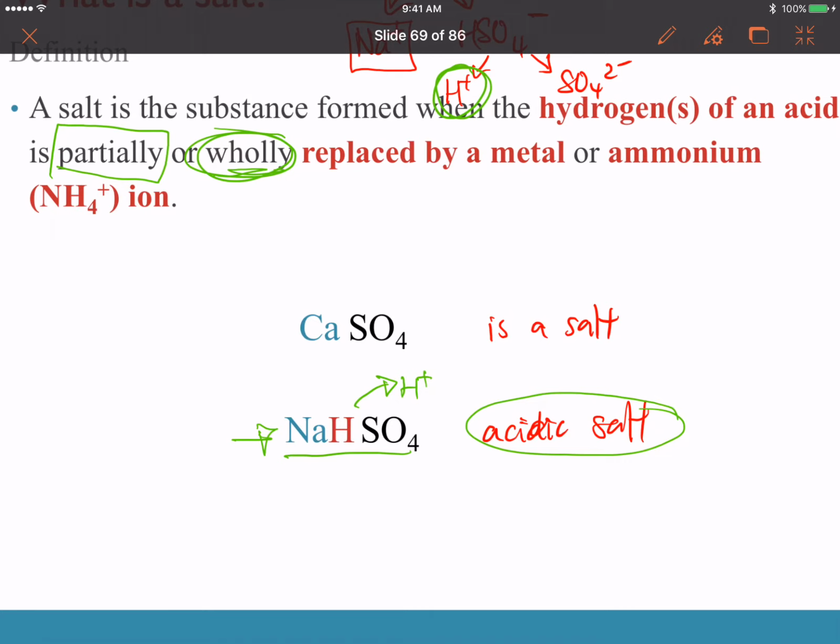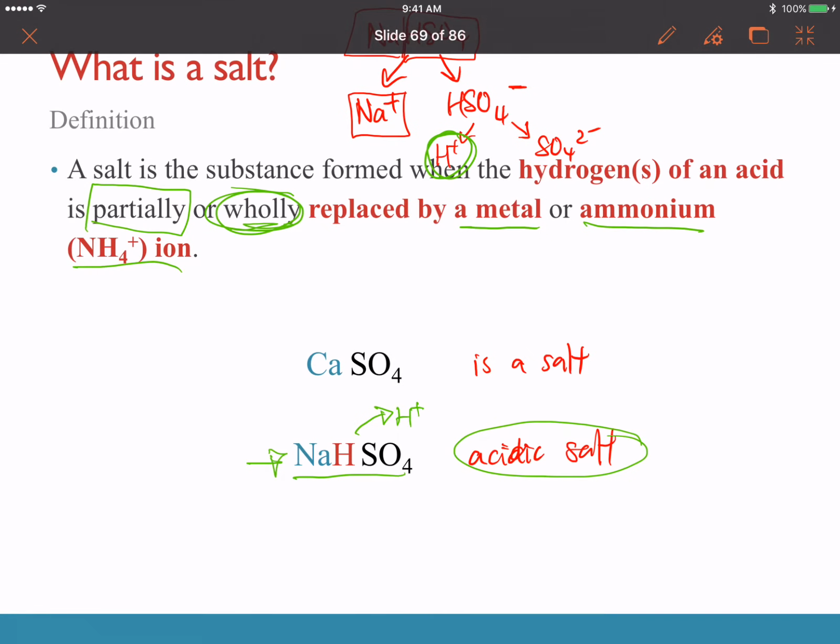Okay, now we say it's either a metal or an ammonium ion, right? So this is the last example. Okay, in your notes I wrote HNO3. Can you change it to HCl? Sorry, I wrote the wrong thing. Okay, HCl, and the H is replaced by an ammonium ion.